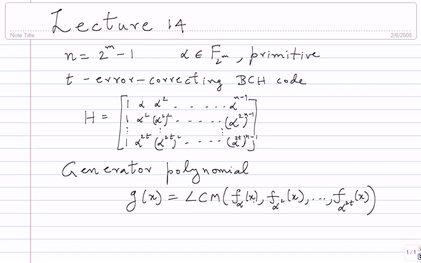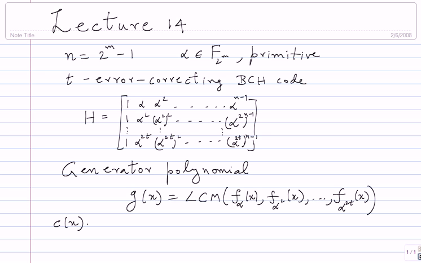Once you write this down, you notice that this g(x) is in fact a polynomial with binary coefficients, and all your problems of describing the code words go away. You had problems because alpha was in F_{2^m}. All those go away once you know this g(x) is a binary polynomial, and we had a very simple description for a code word of a code.